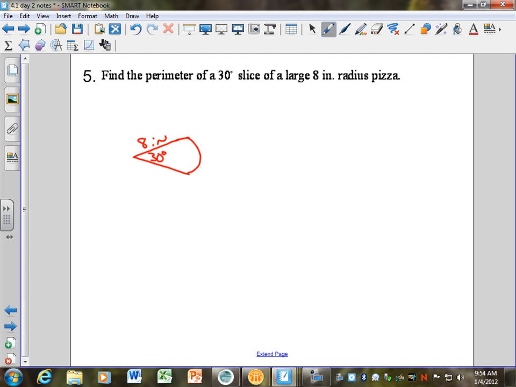So this is 8 inches and this is 8 inches, yes? What about this? What is this called again? The arc. So we could use our arc length formula. I'm going to call this S.